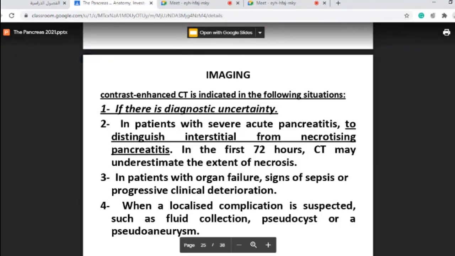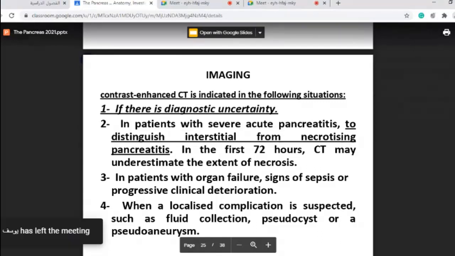Other indication for contrast enhanced CT scan is in patients with severe acute pancreatitis. Why? To distinguish interstitial from necrotizing pancreatitis. Sometimes this autodigestion pathological process of pancreatitis may cause necrotizing pancreatitis. It is a very severe condition, hemorrhagic necrotizing pancreatitis. In the first 72 hours, CT scan may underestimate the extent of necrosis.